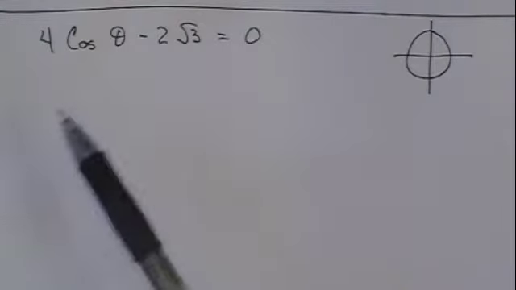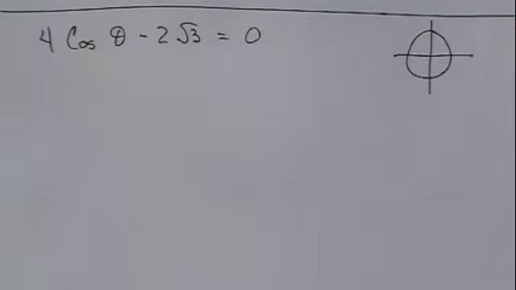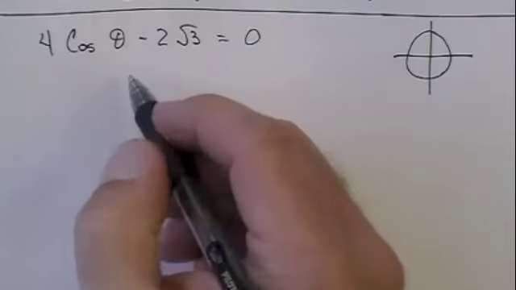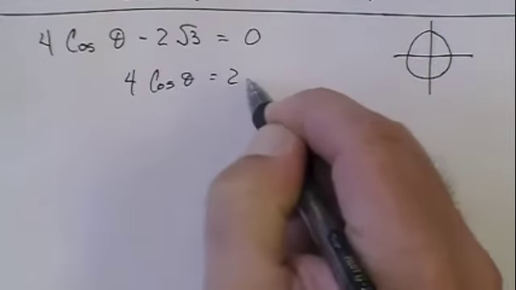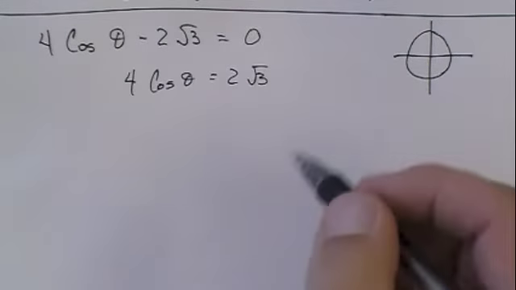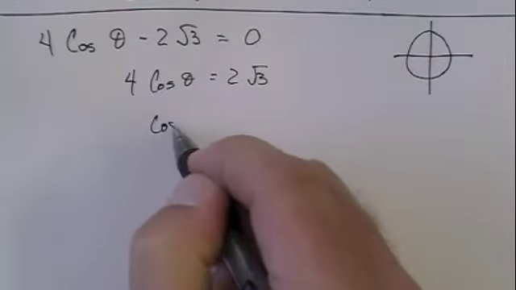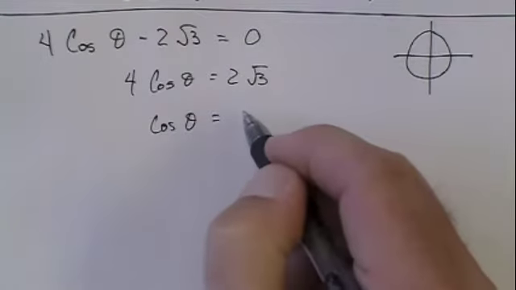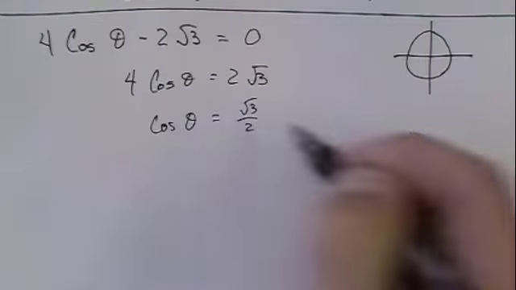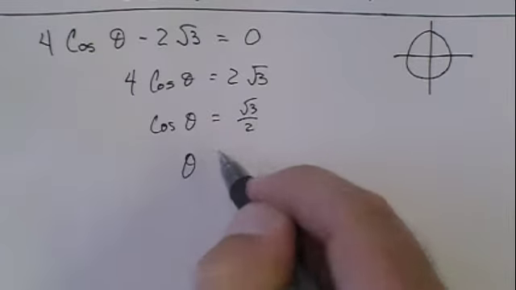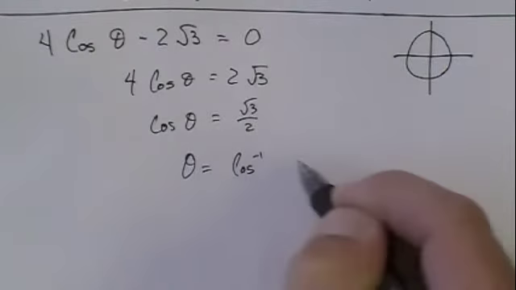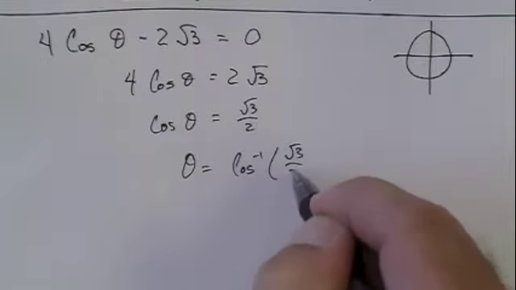For this example, we have 4 times the cosine of theta minus 2 times the square root of 3 equals 0. And if we're solving for theta, first we would add 2 square root 3 to both sides. So we have 4 times the cosine of theta is equal to 2 square root 3. Now we can divide by 4. So the cosine of theta is equal to square root of 3 over 2. The 2 and the 4 would simplify. And now we're taking the inverse cosine, the inverse cosine of square root of 3 over 2.